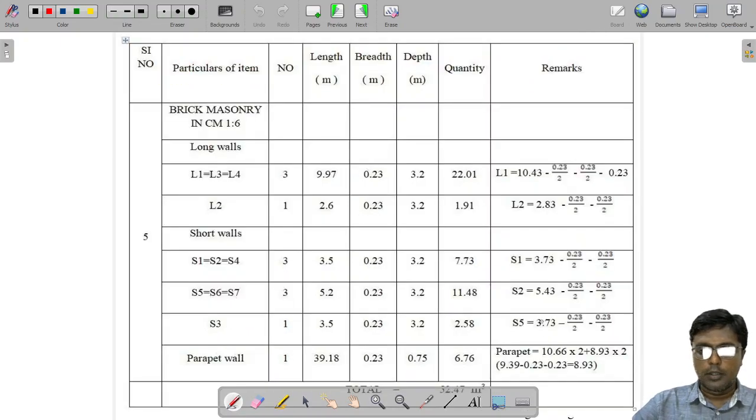So, the parapet wall. Again, this is our building. You don't have to put any parapet inside. We have to put it only on the external boundary. So I will start with 10.66. This is the out to out length, not the center to center.